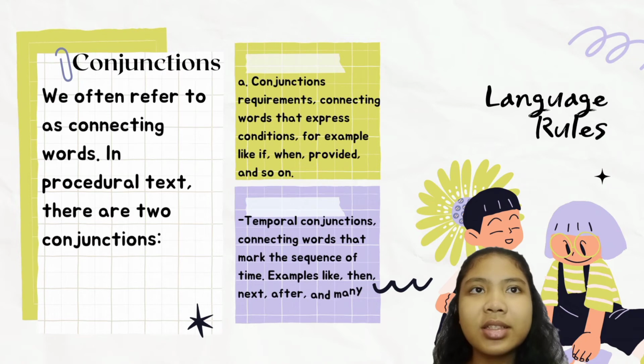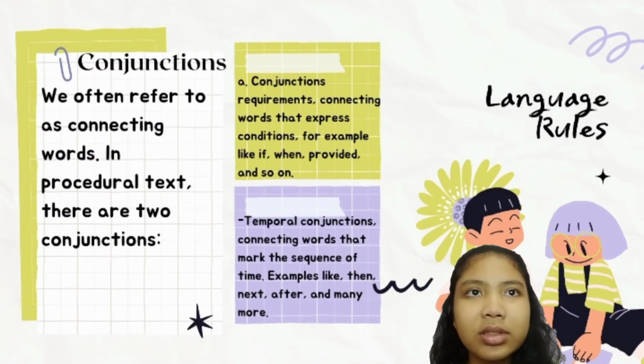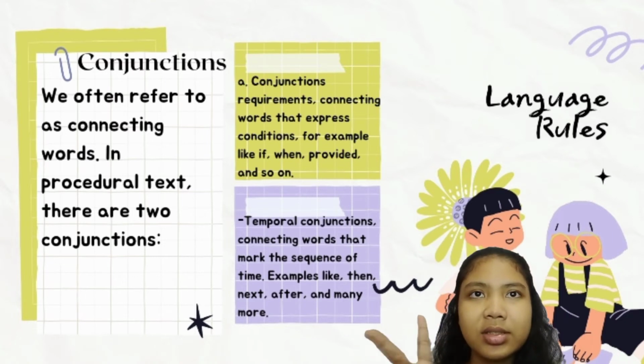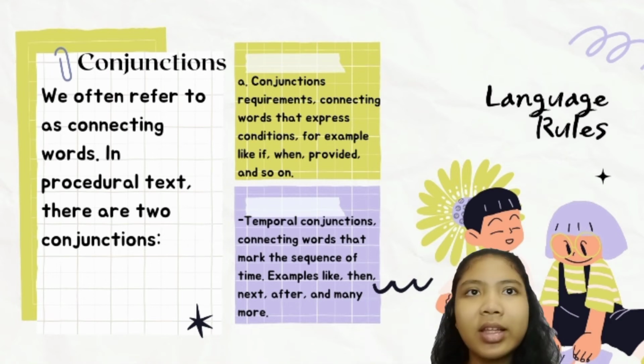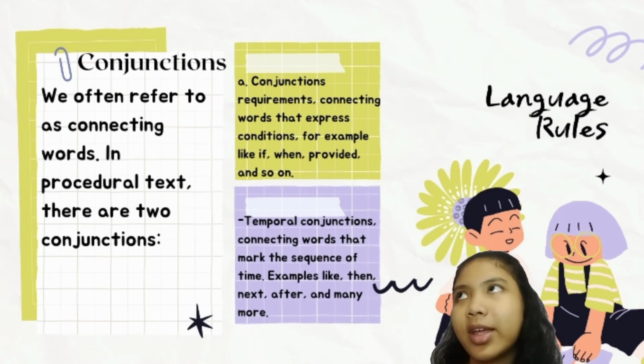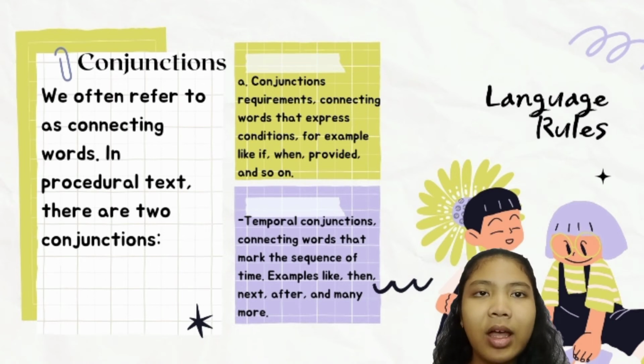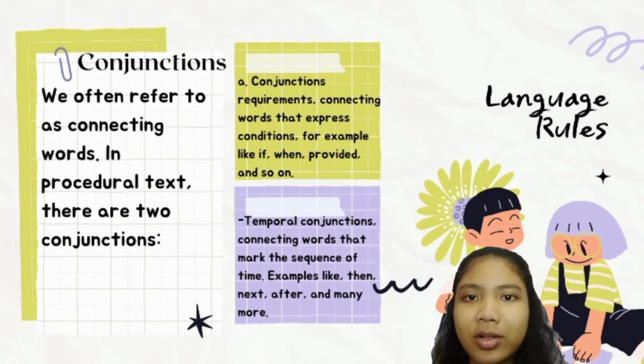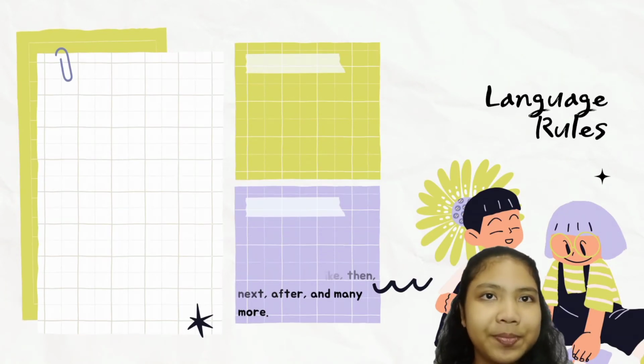Next, there's conjunction, or what we often refer to as connecting words. In procedural text, there are two conjunctions. The first one, there is conjunction requirements, connecting words that express conditions, for example, like if, when, provided, and so on. And another one is temporal conjunctions, connecting words that mark the sequence of time. Examples like then, next, after, and many more.